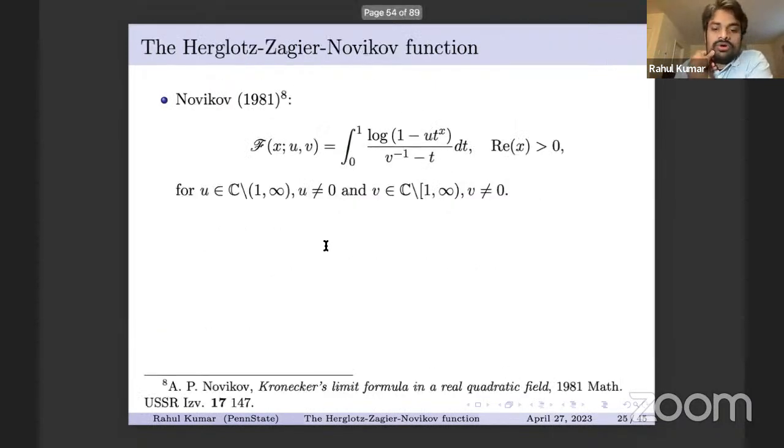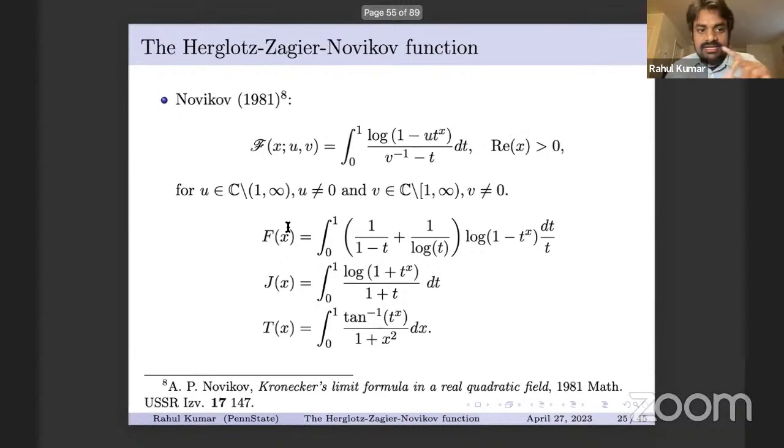And in 1981, Novikov wrote a paper where he stumbled upon this function, with log of 1 minus ut raised to the power x, divided by v inverse minus t. You need real part of x greater than 0 for the convergence of this integral. Then u can be any complex number, but you have to remove the real line starting from 1 to infinity, because otherwise this log function will have a branch. To avoid that branch, we remove these values of u. And to avoid the principal value integral, we have to remove these values of v from the complex plane, starting from 1 also. So this is the function of Novikov.